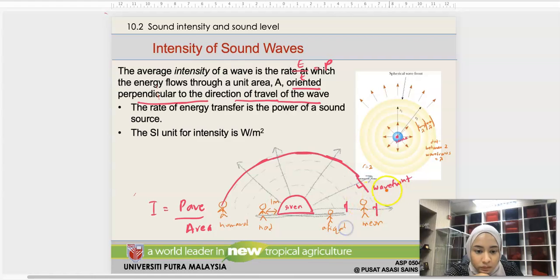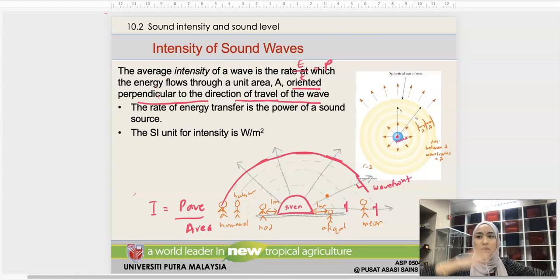Siapa lagi? Meon kat ketiga ni. Okay, let's just say this is Hakim. Okay, Hakim. So Nat and Afika are both 1 meter away from the siren.